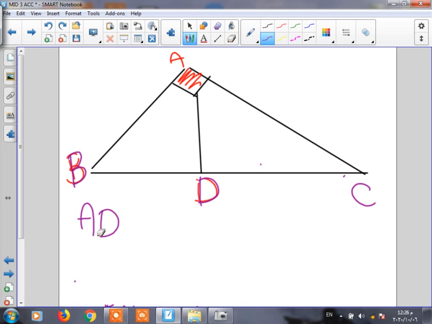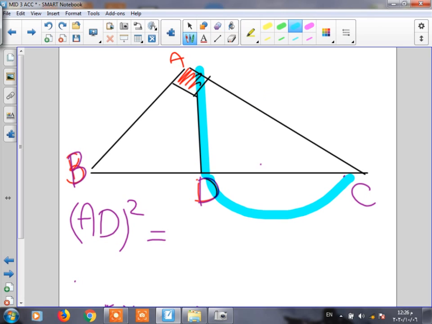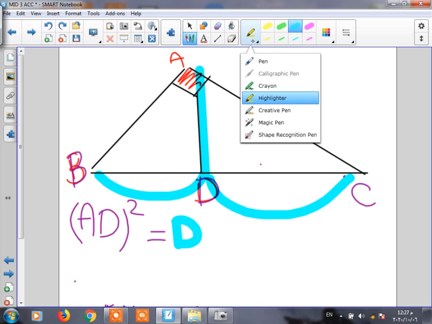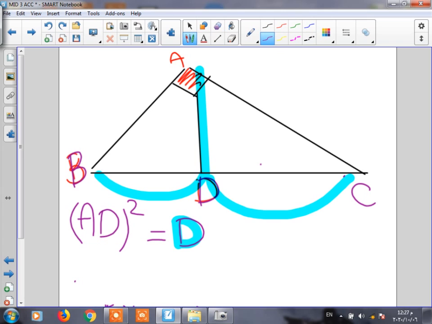First of all, AD squared equals, look at the highlighter also, the part which is right times the part which is left. So AD squared, not AD only. AD squared equals DC times DB. Now I can get the square root to find AD, but I need AD only. I can't get the root.